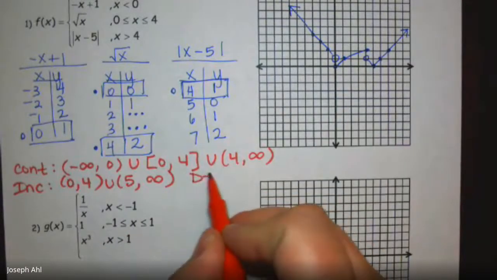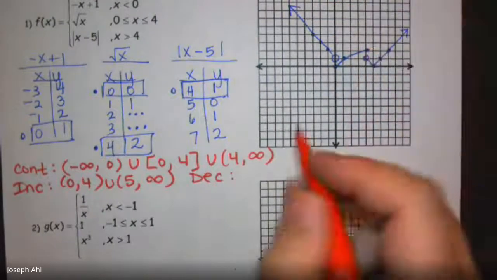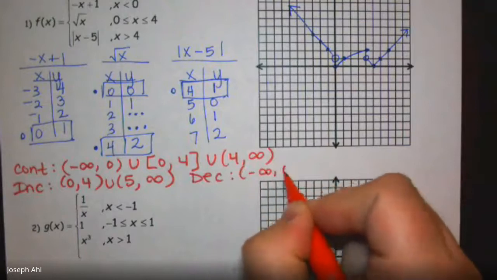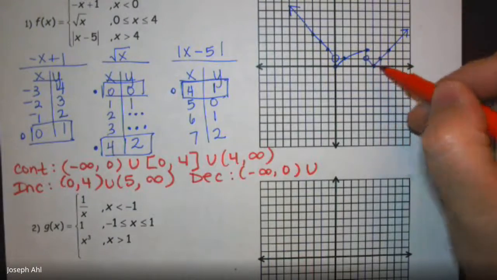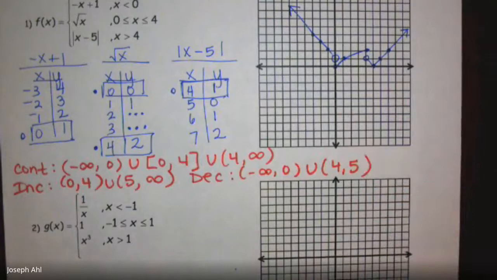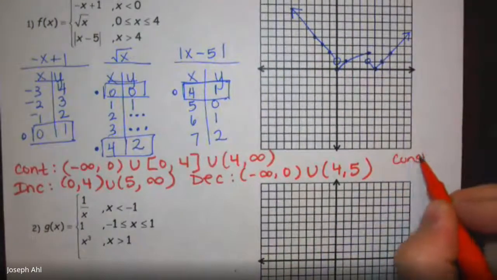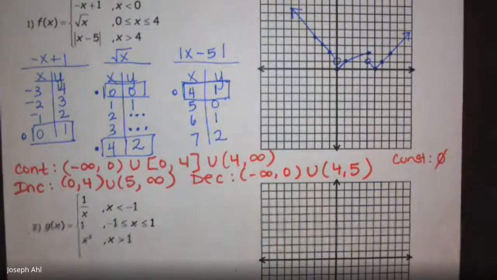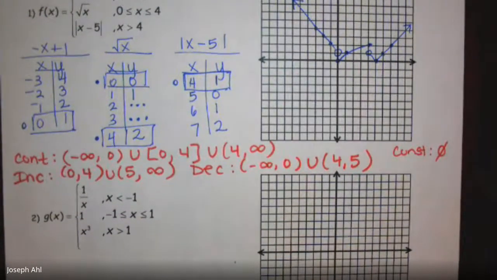Let's talk about decreasing. Like I said, we were decreasing in the beginning of the graph from -infinity to 0. And then we're also decreasing over this tiny interval here once I make the jump down to the absolute value between 4 and 5. If I asked you, where is this graph constant? The answer is nowhere. Okay, there's nowhere where we have consistent and constant y values as x increases.